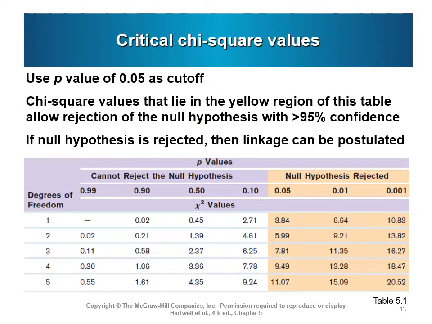The p-value is the value to consider when we are rejecting or accepting the null hypothesis. In the classical case, the p-value cutoff is 0.05. Everything in the yellow region is where we are rejecting the null hypothesis, and everything in the white region is where we are accepting the null hypothesis.